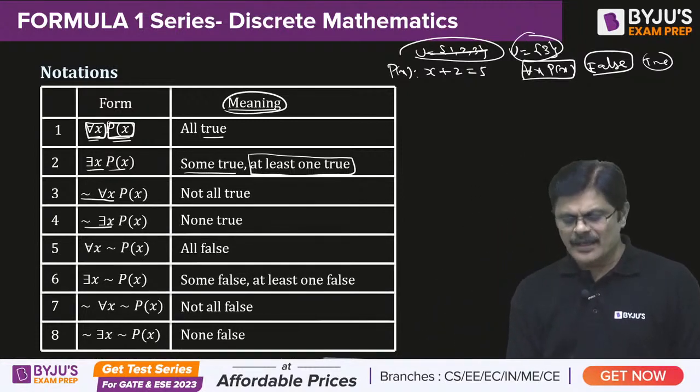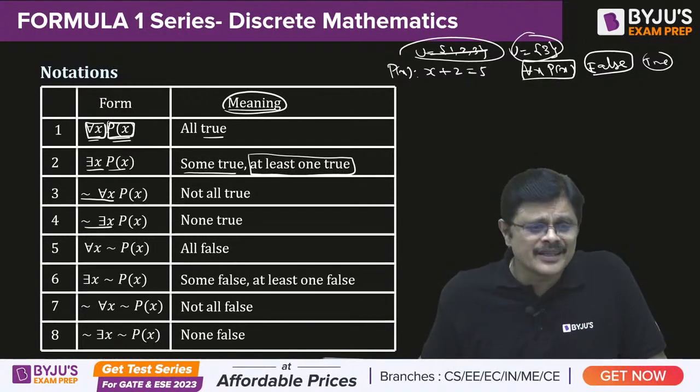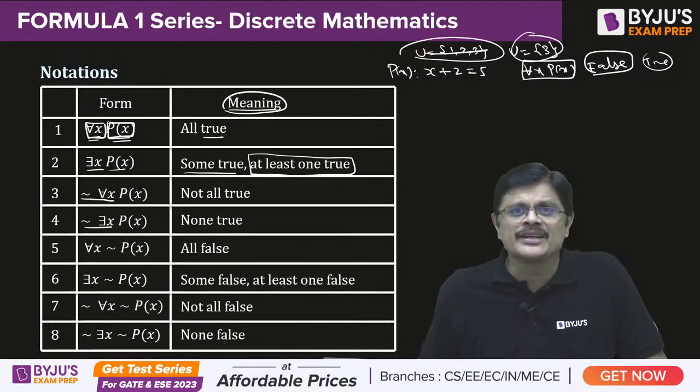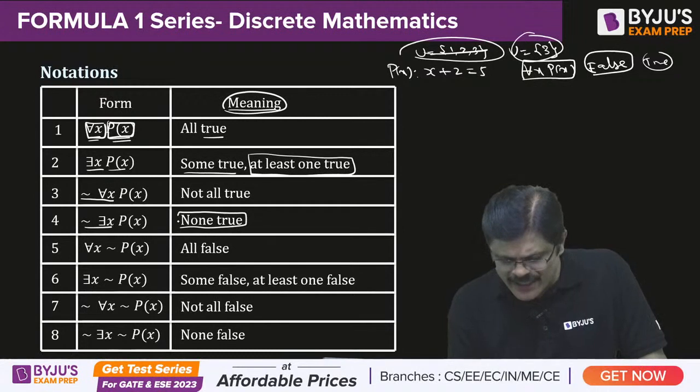Next one. The quantifier says at least 1. What is the negation of at least 1? What is the negation of at least one? No one or none. So this is the best way to say none.